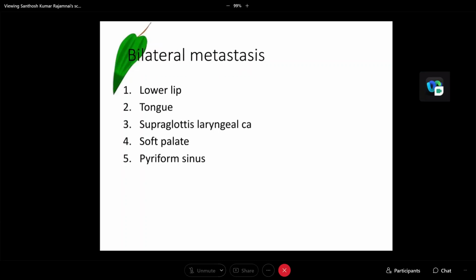And this is a common viva question. What are the sites in the head and neck where there is bilateral metastasis? So lower lip, tongue, supraglottis, soft palate, and piriform sinus. These are the areas which have bilateral lymphatic drainage. So a patient with tumor in any of these regions will have bilateral neck swellings.